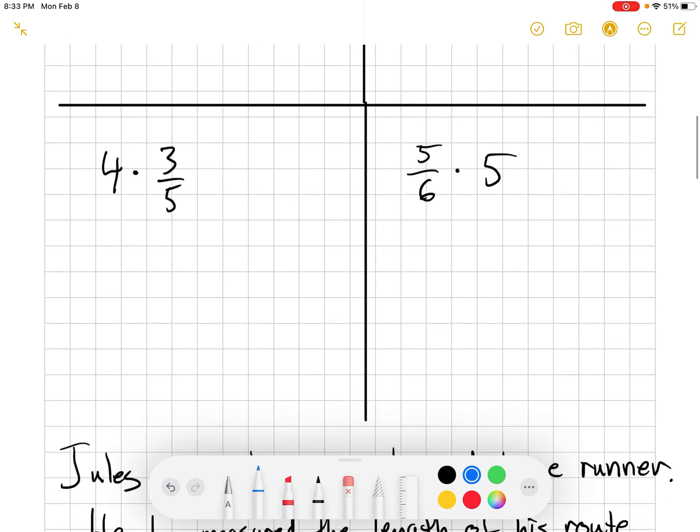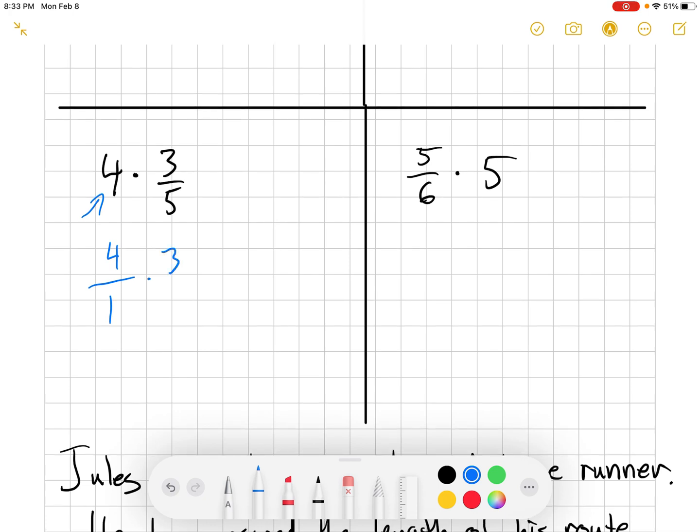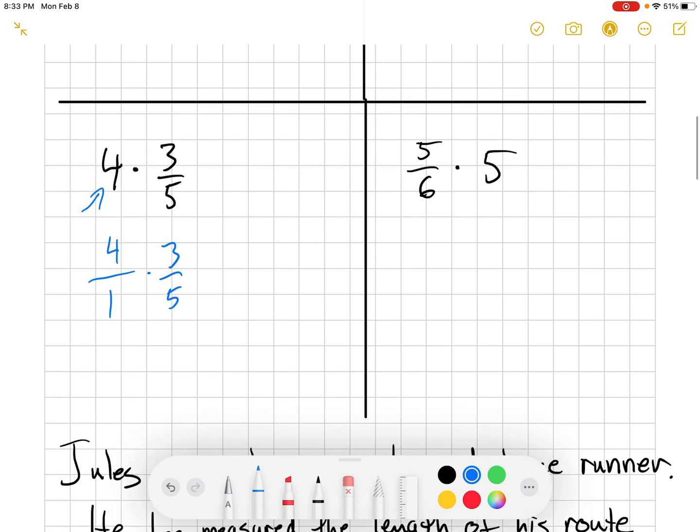I also want to review a little something about multiplying whole numbers times a fraction. Keep in mind that this 4 is 4 one-whole units, so I can write this as 4 over 1. This really helps me when I'm trying to multiply fractions, because now I have a numerator and a denominator when I'm trying to multiply 4, right? So in the numerator I get 12, 4 times 3, which is 12, and then 1 times 5, which is 5. We could also rewrite that if we had to as 2 and 2/5.